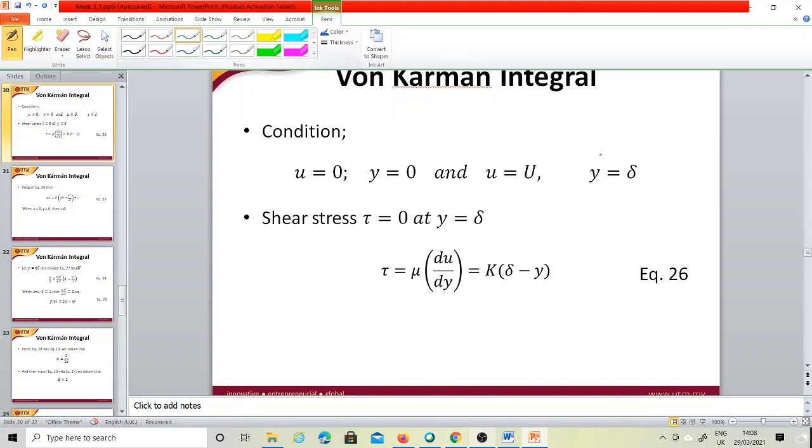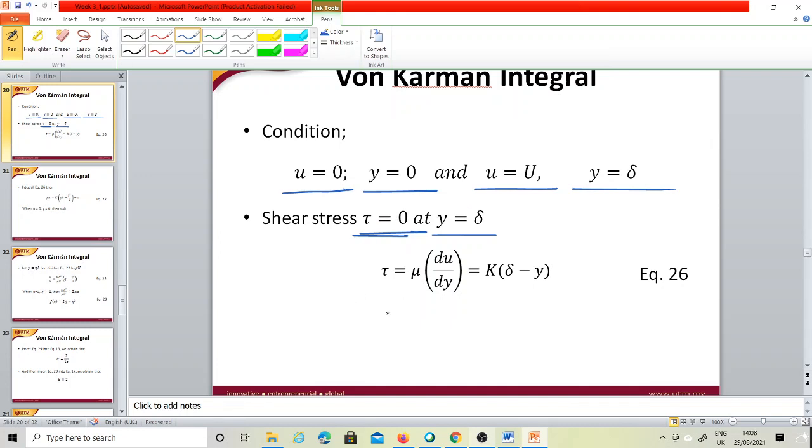So these conditions, the boundary conditions, you already know: when y is equal to 0, your velocity is 0 because of the no slip condition, and when y is equal to delta, your u will become the free stream velocity, right? And the stress is also 0 when y is equal to delta. It means you will have the stress only within the boundary layer. Outside the boundary layer you will not have any stress.